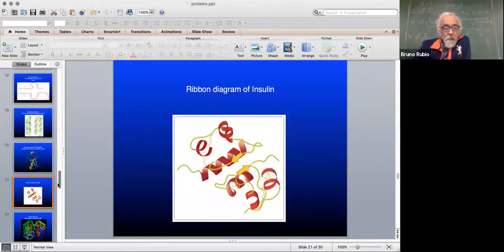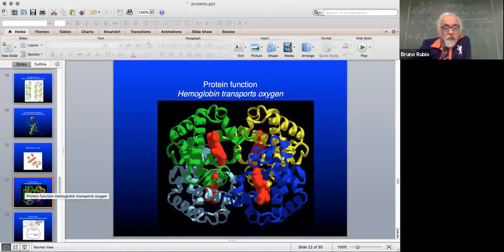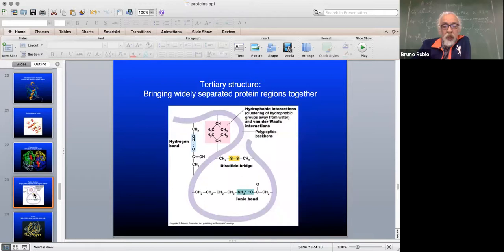Okay, what else do I got here? All right, now in addition to primary structure and secondary structure, the protein also has tertiary structure. And this tertiary structure is how regions of the protein that are far away from each other in the sequence are linked together, most of the time to adopt a shape that is roughly globular.